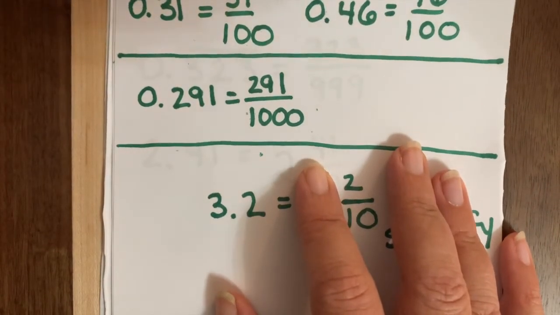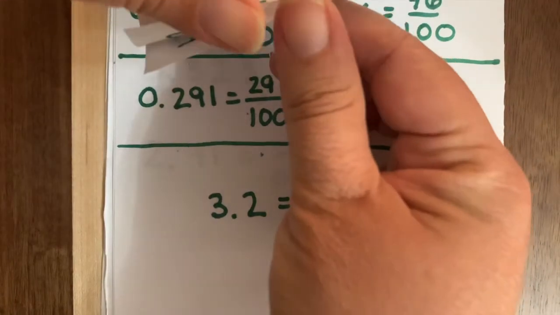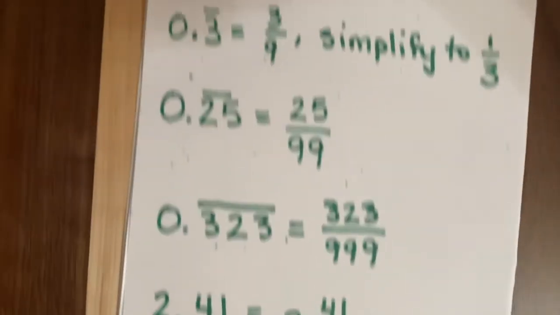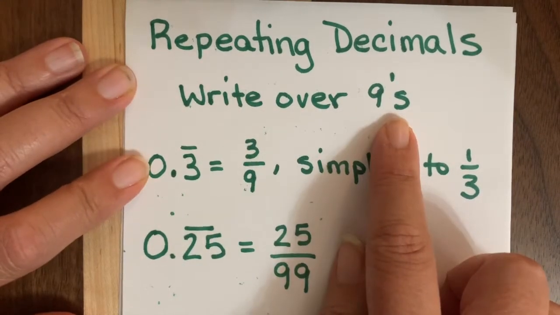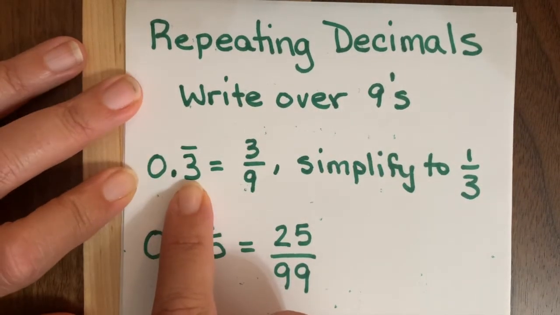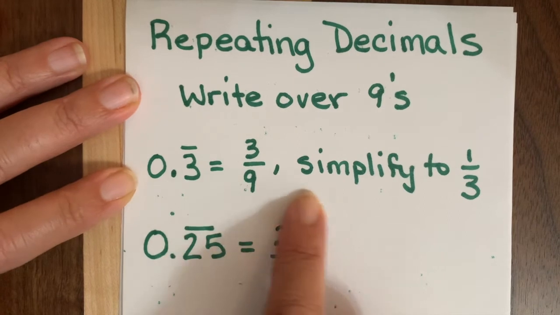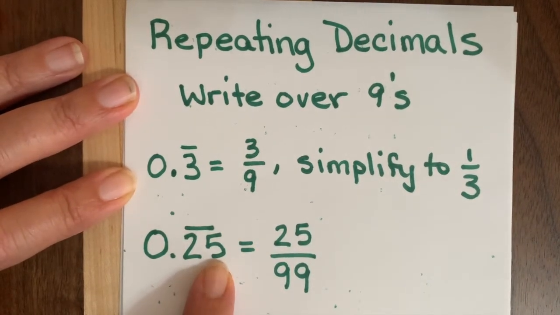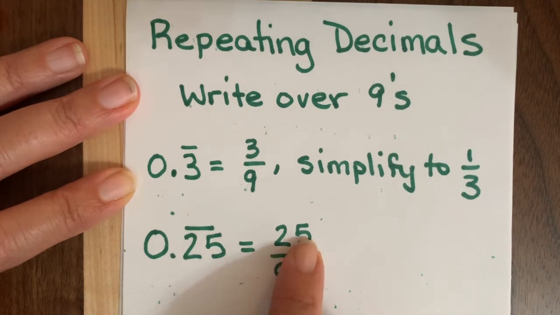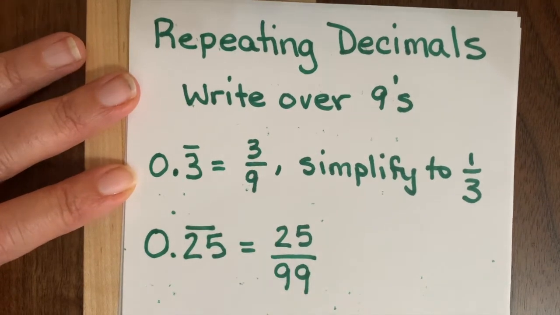Now, very similar to that is if you have a repeating decimal, instead of 10s, we write it over 9s. So for example, 0.3 repeating would be 3/9. Again, remember that we would simplify that to 1/3. 0.25 repeating would be 25 over 99.